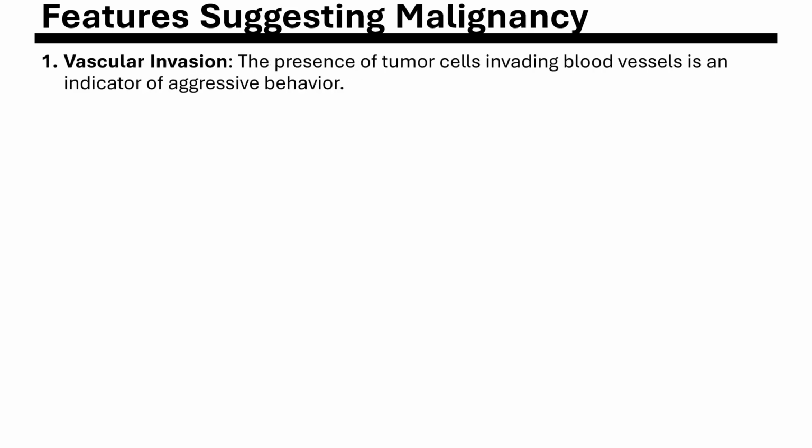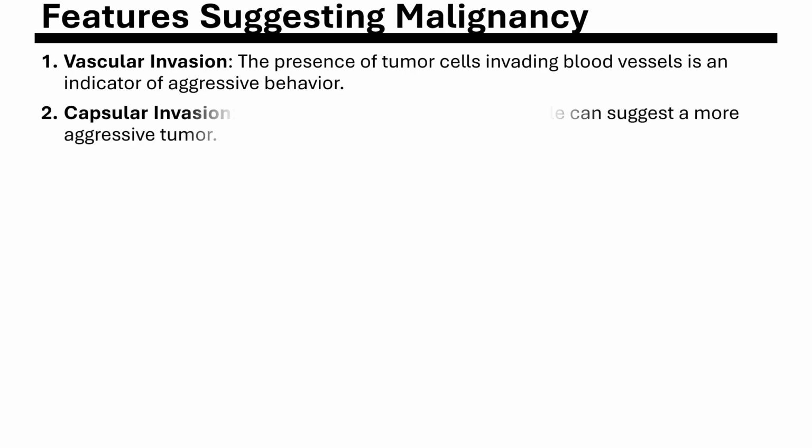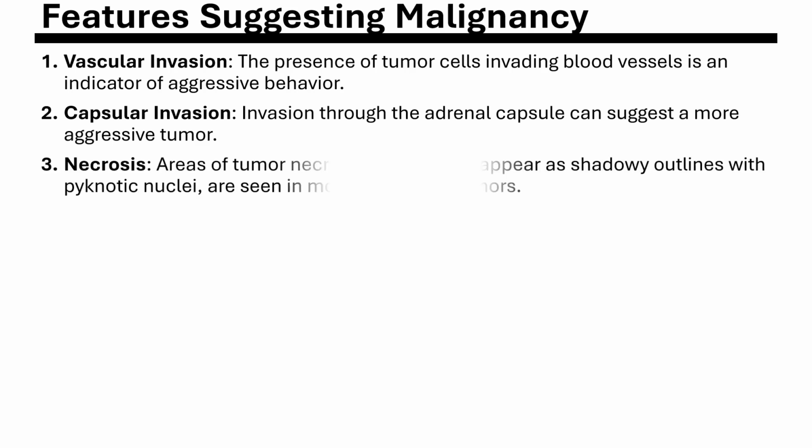First feature is vascular invasion. The tumor cell invade the surrounding blood vessel, which suggests the aggressive nature of the pheochromocytoma. Second feature is capsular invasion, where the tumor cell invade the adrenal capsule, and later on that will metastasize to other extra adrenal tissues, and this also signifies the malignant nature of the pheochromocytoma.